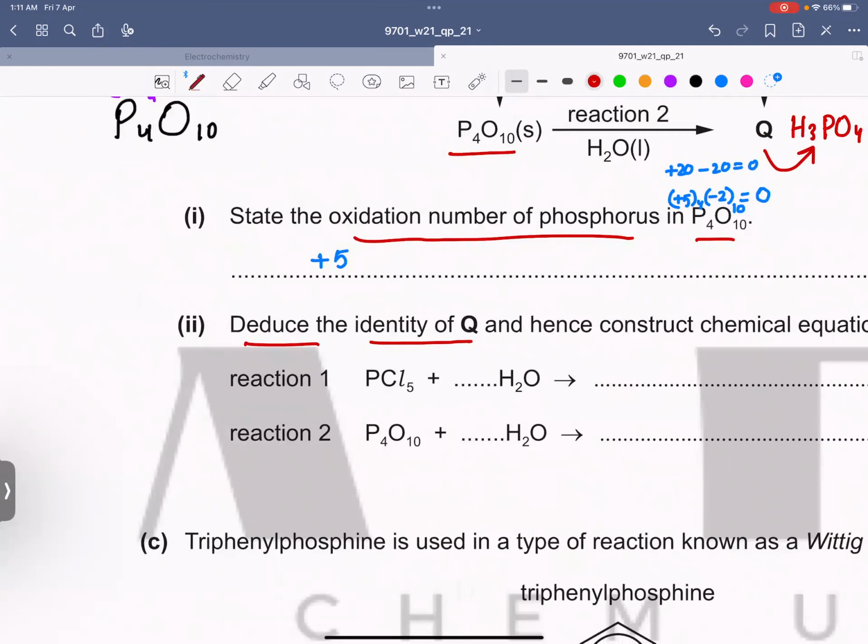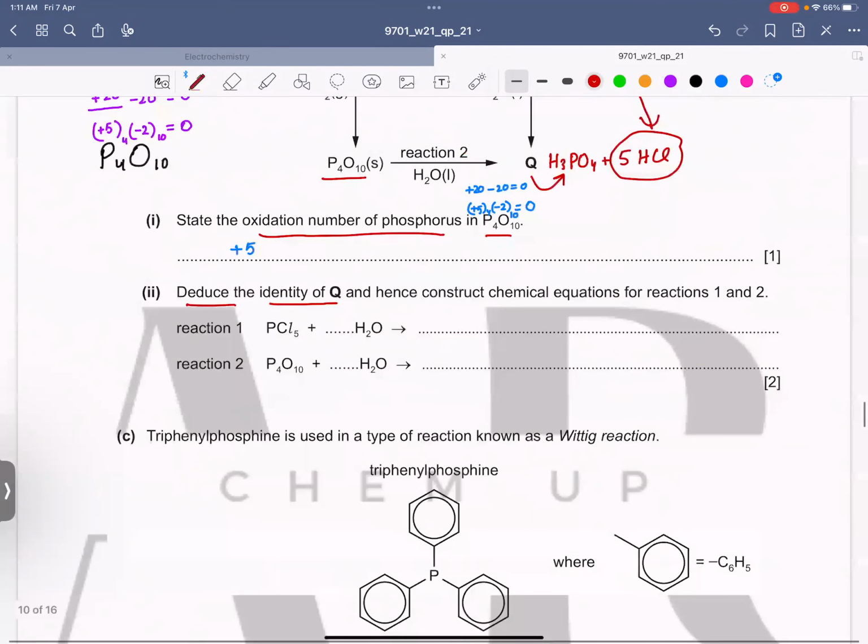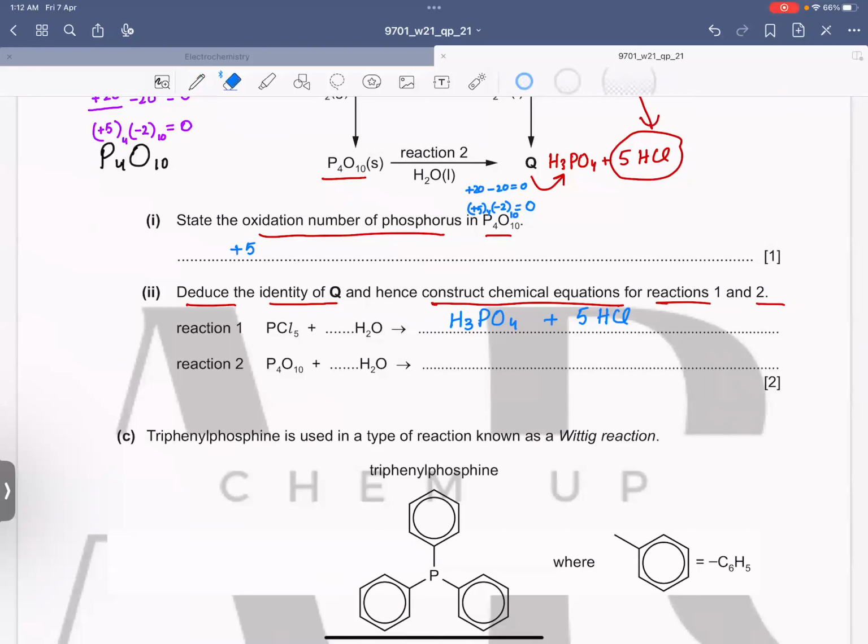Now deduce the identity of Q and hence construct chemical equations for reaction 1 and 2. If we talk about reaction 1, as I have shown, the products would be H3PO4 and 5HCl. In reaction 2, I'm just going to get H3PO4. Now let's balance these two equations.